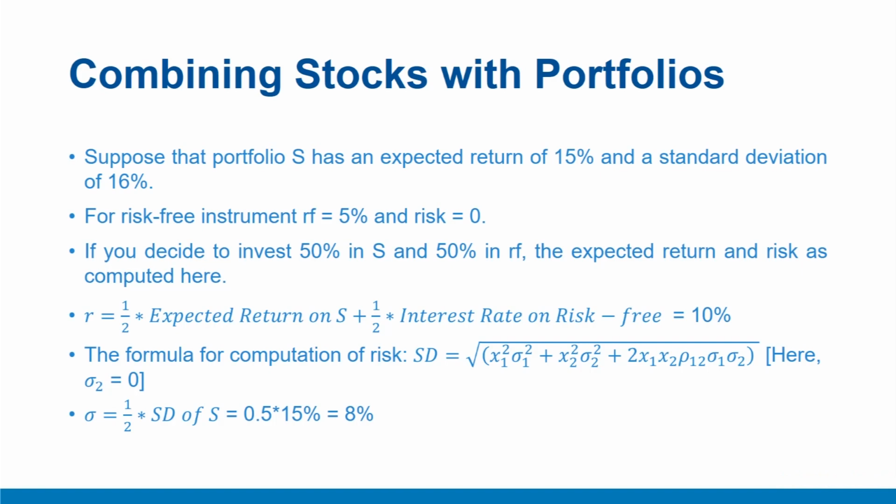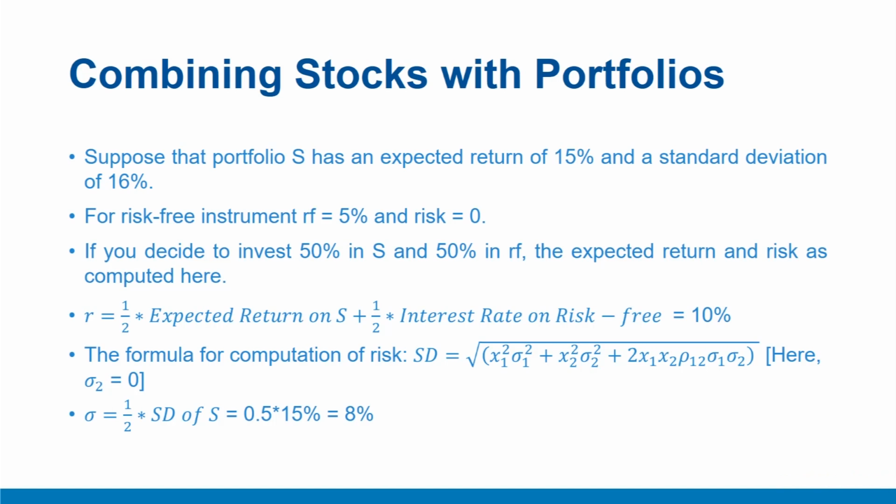Here x1 and x2 are the weights of security 1 and 2, rho 1 2 is the correlation, and sigma 1 and sigma 2 are the risk. If one of the securities is a risk-free asset with sigma 2 equal to 0, the resulting risk of this portfolio can be simplified as shown here, that is standard deviation equals x1 sigma 1.